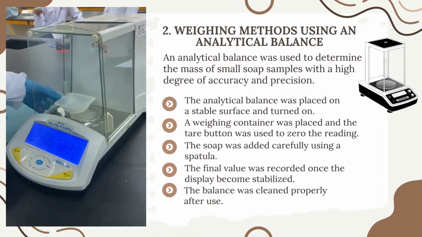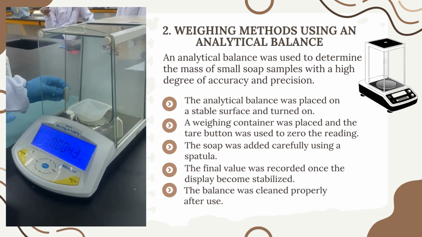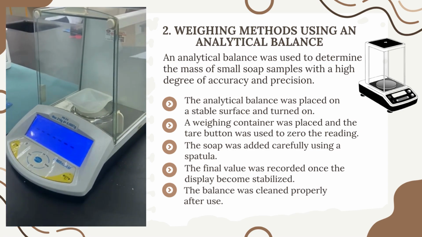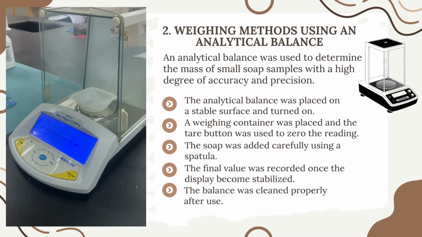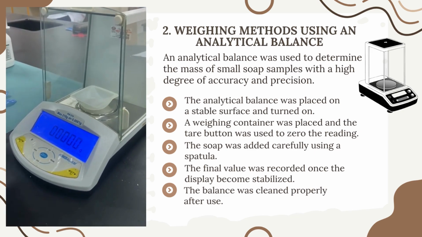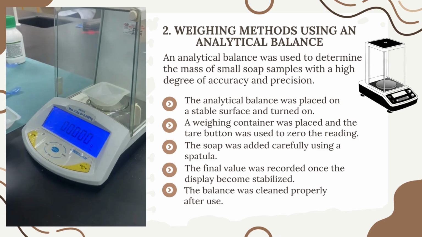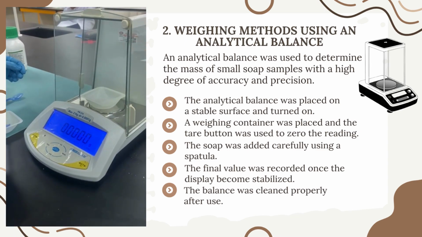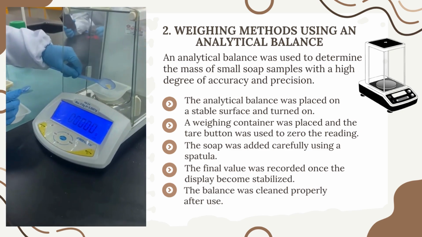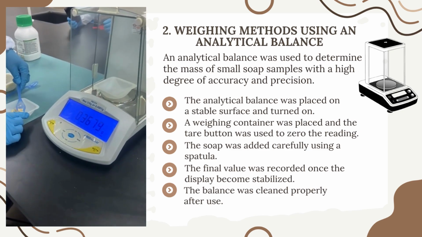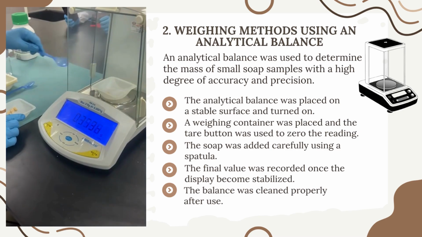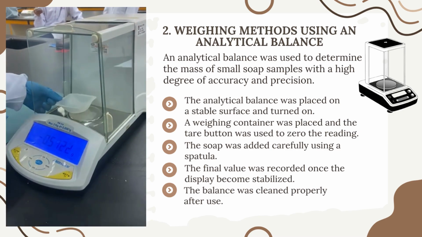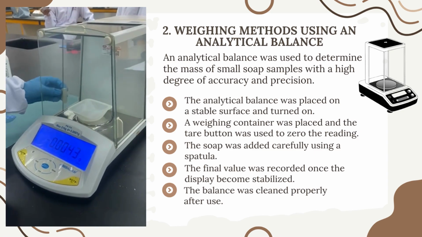Now, let's move on to number 2, the weighing method using an analytical balance. In this method, an analytical balance was used to determine the mass of a small soap sample with a high degree of accuracy and precision. To begin with, the analytical balance was placed on a stable surface and turned on. Next, a weighing container was placed, and the tare button was used to zero the reading. Then, the soap was added carefully using a spatula. The final value was recorded once the display became stabilized. And finally, the balance was cleaned properly after use. This process ensured that our measurements were both reliable and accurate.